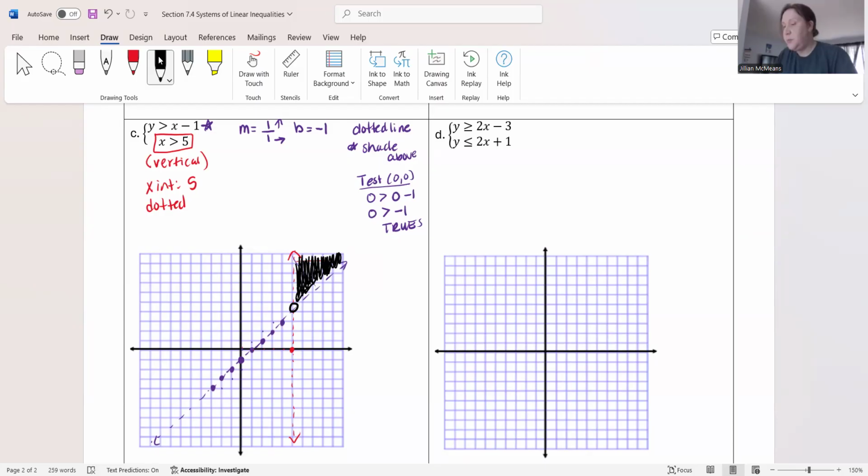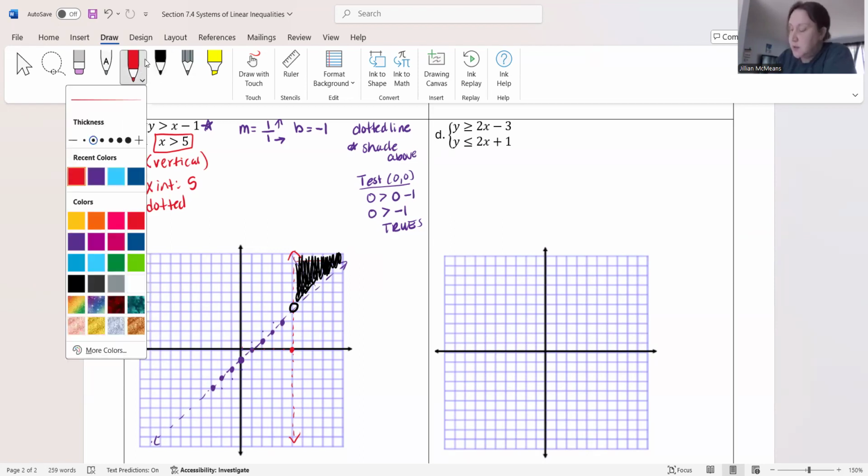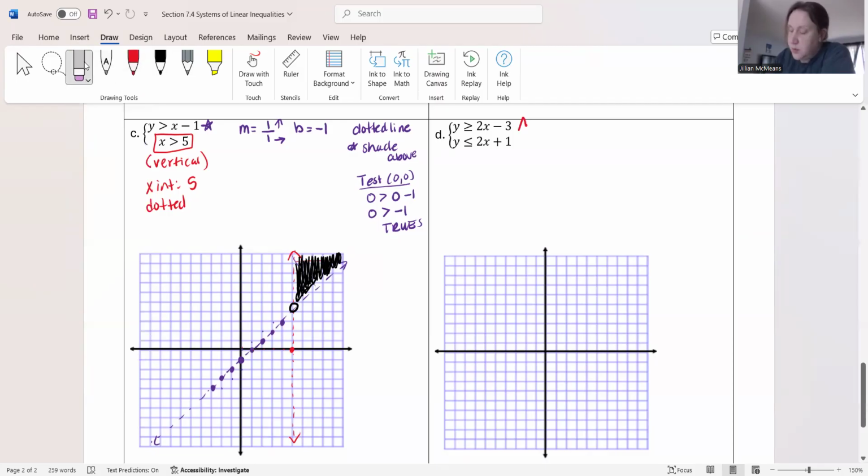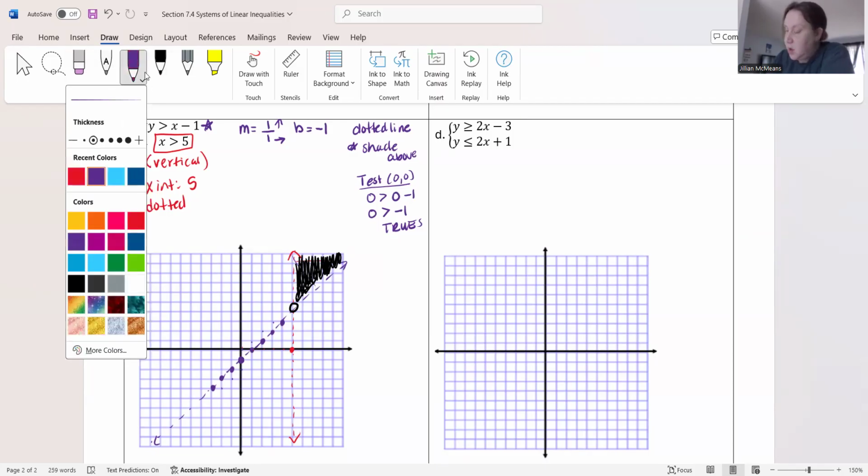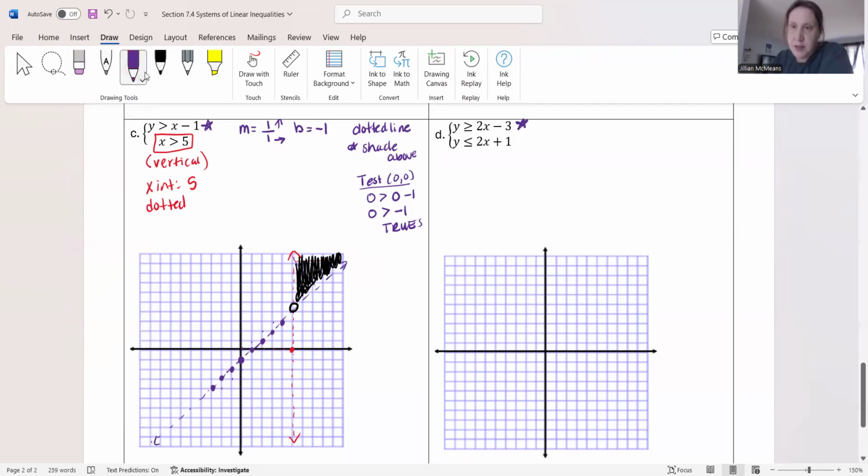Okay. Now for part D, luckily the work has been done for us in terms of solving for y. We don't have to do that extra step, which is nice. I wanted to do purple first, just to be consistent. Purple. Okay, so this first inequality, we're going to do everything in purple.